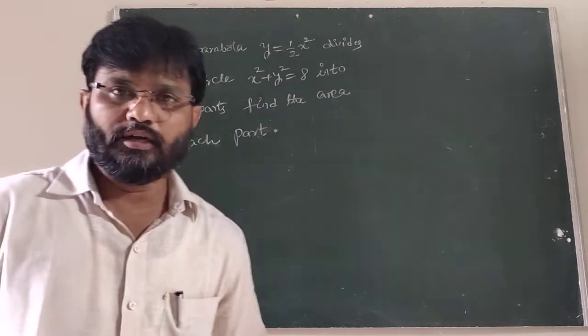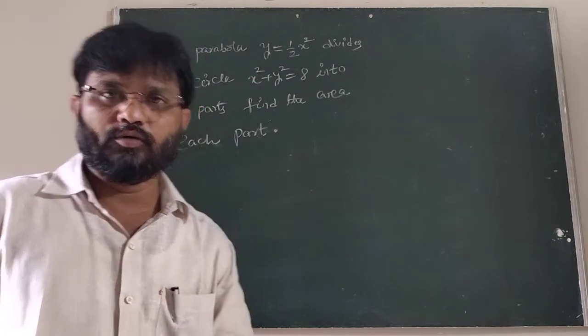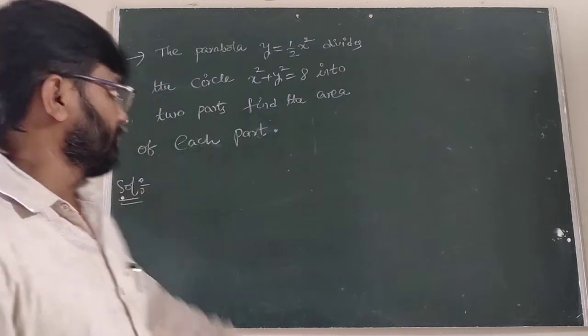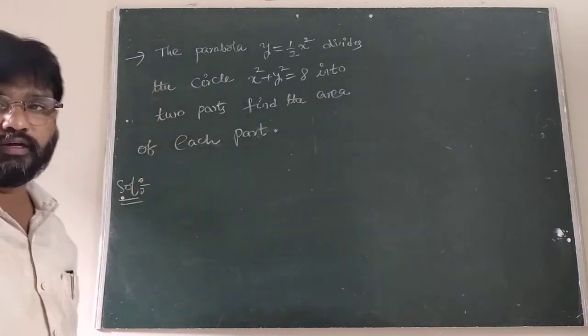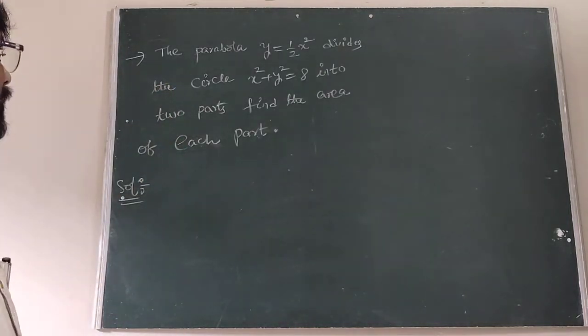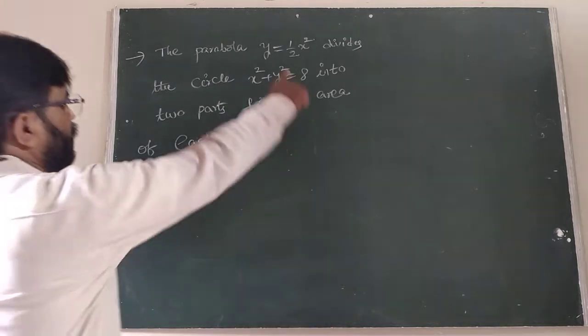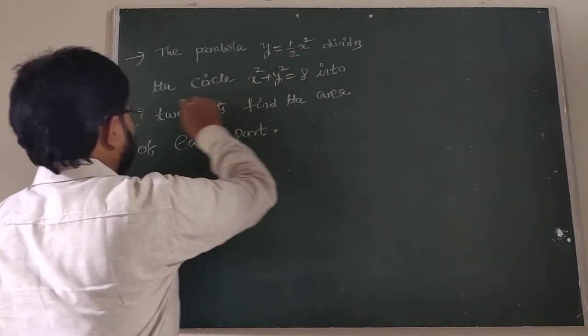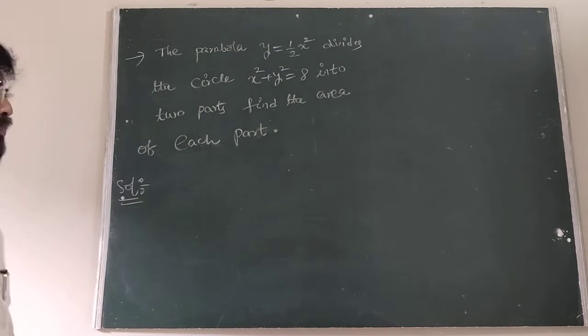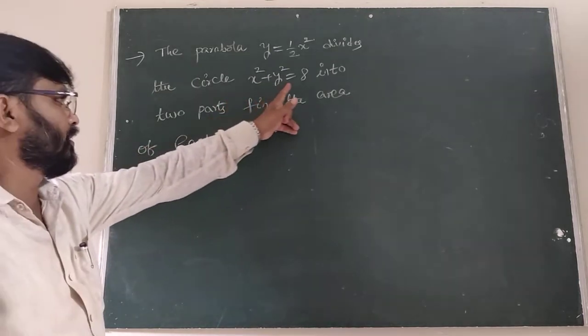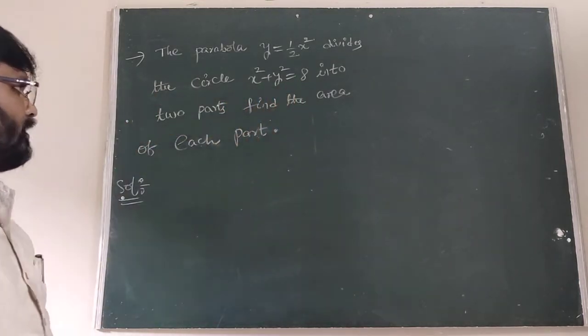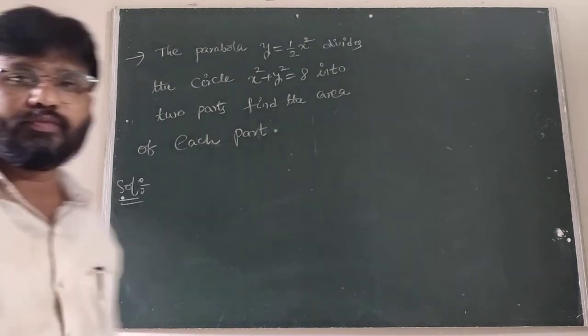Good morning, students. Today we are going to discuss some models in areas. The first one: the parabola y equals 1 by 2 x square divides the circle x square plus y square equal to 8 into two parts. Find the area of each part.